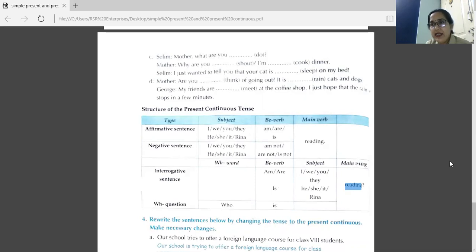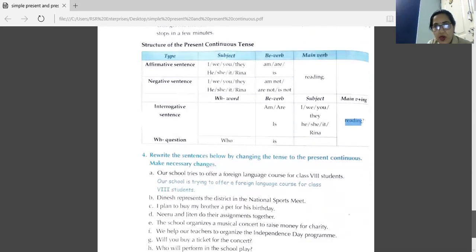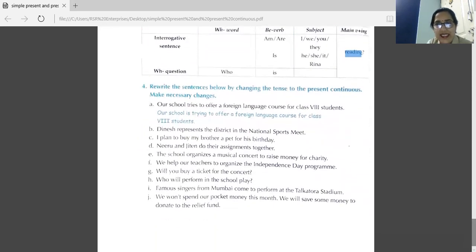Different sentences here and the structure of present continuous given there. I hope it's clear to you all. This is your last exercise. Let's discuss this one. Rewrite the sentences below by changing the tense to the present continuous. Okay, we have to change it to present continuous. First is done. Our school tries to offer a foreign language course for class 8 students. So tries, we have to see the verb here. It is simple present.